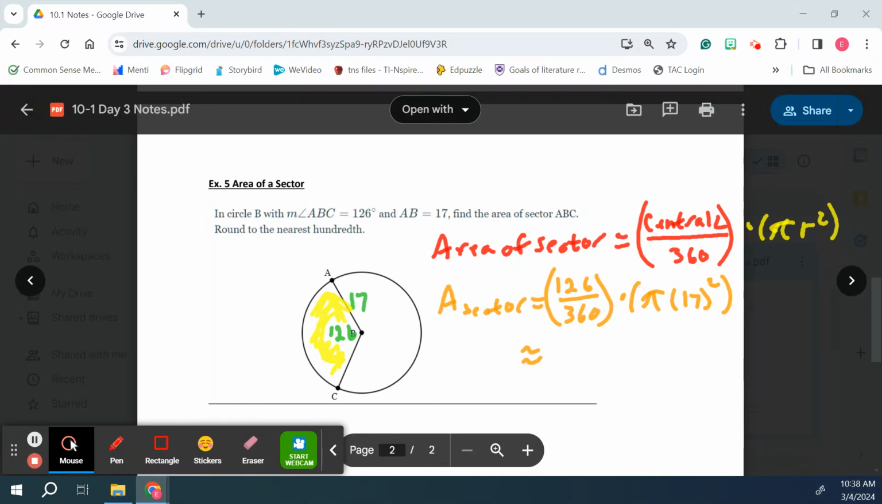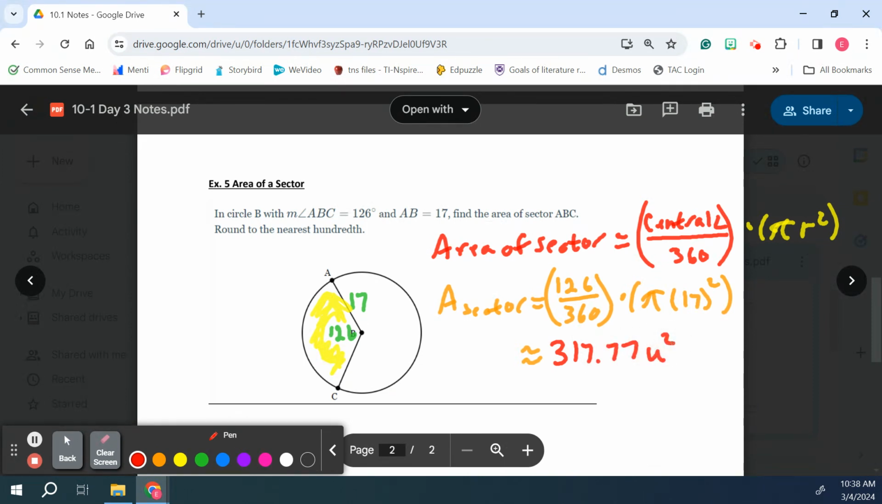Let's see. Sophia? Very good. So 317.77. And there's no units given, so we're just going to call this units squared. How we doing? Any questions so far? Okay.